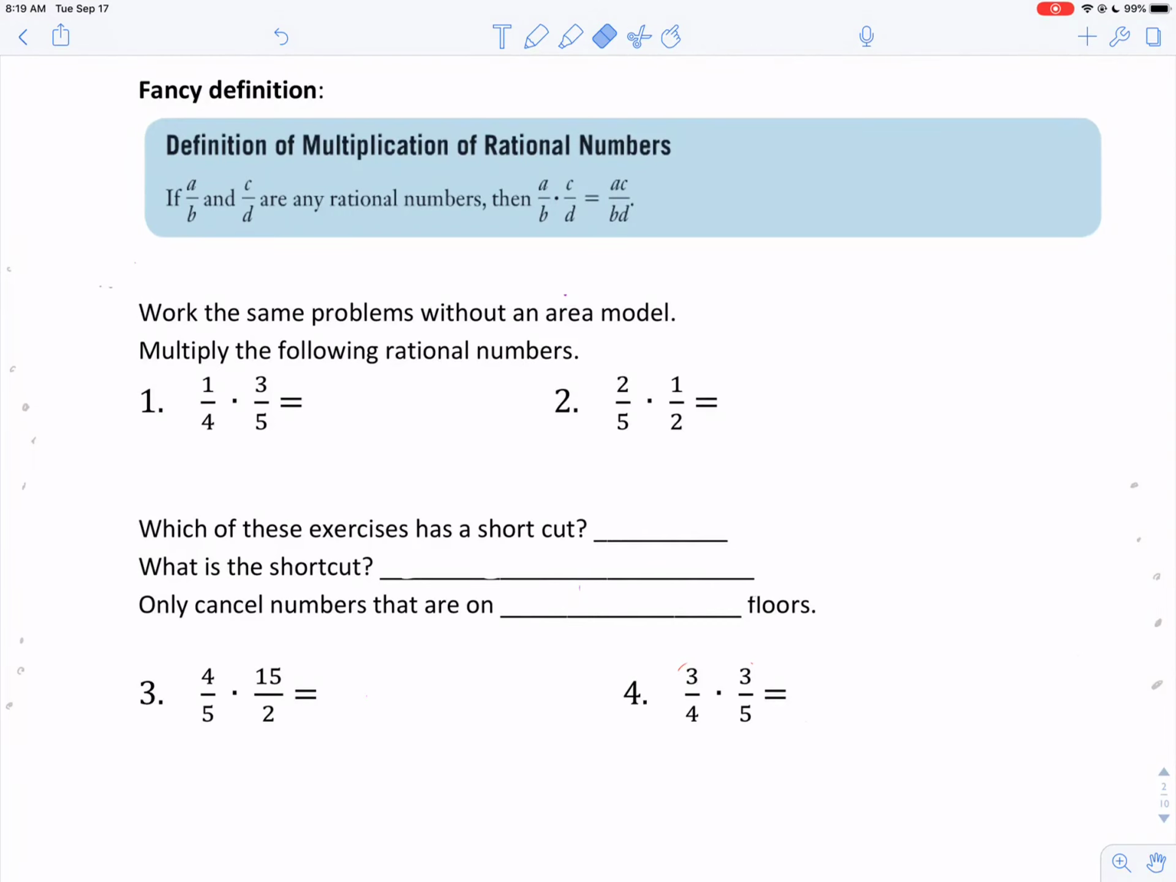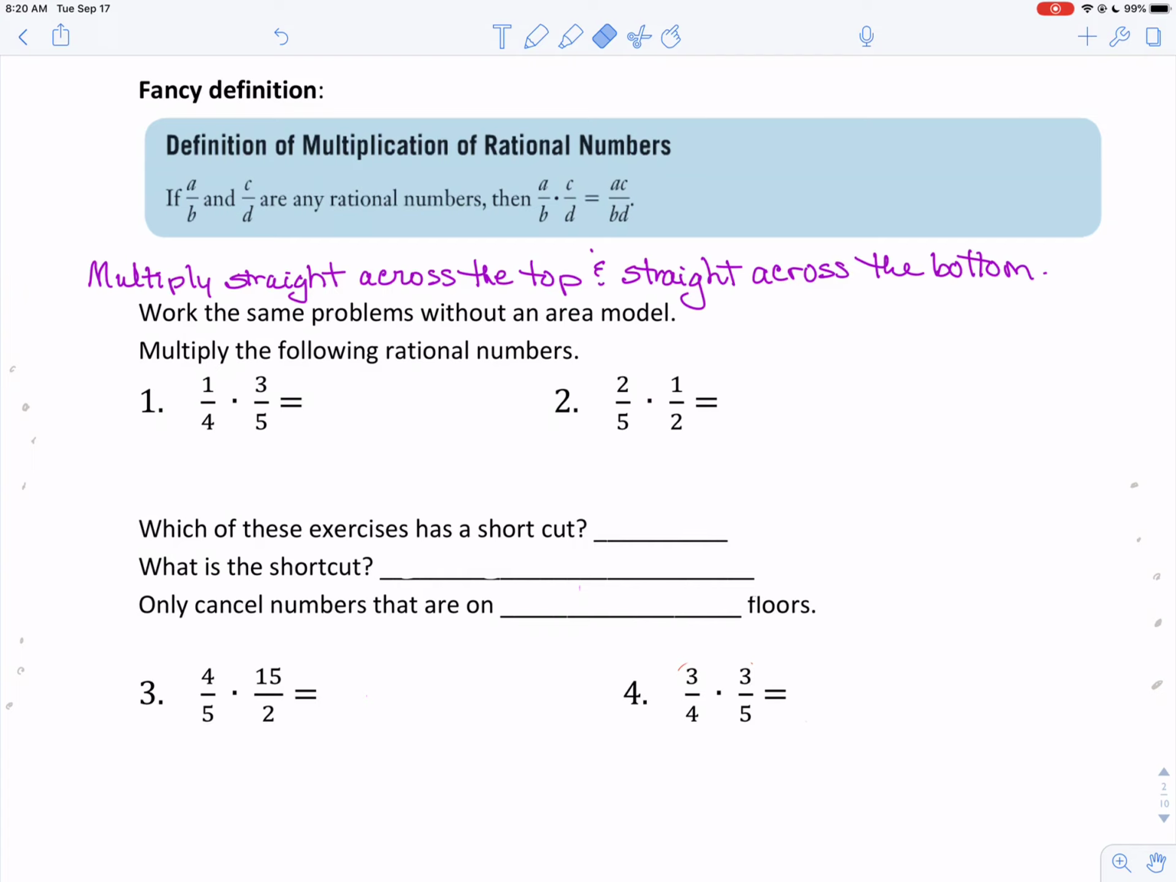In this video, we will be multiplying fractions by using what I call the old school method. Now, if you read that fancy definition, it basically just means to multiply, we're going to multiply straight across the top and straight across the bottom. So let's look at the first one, 1/4 times 3/5.